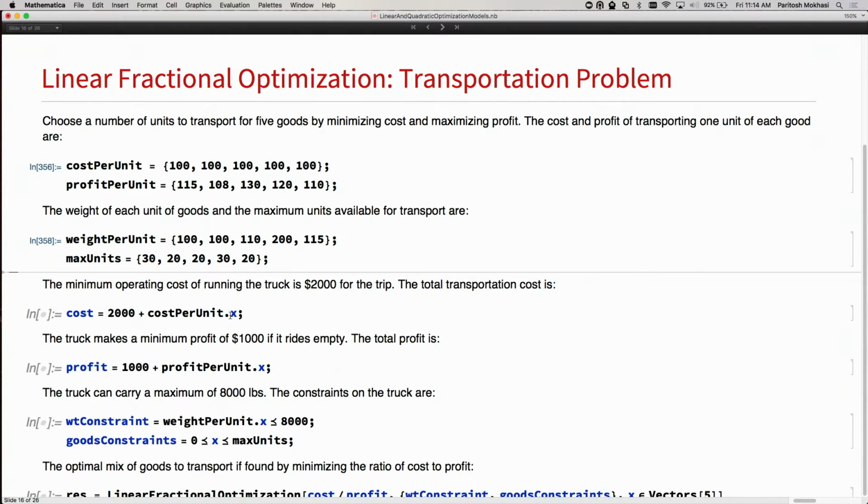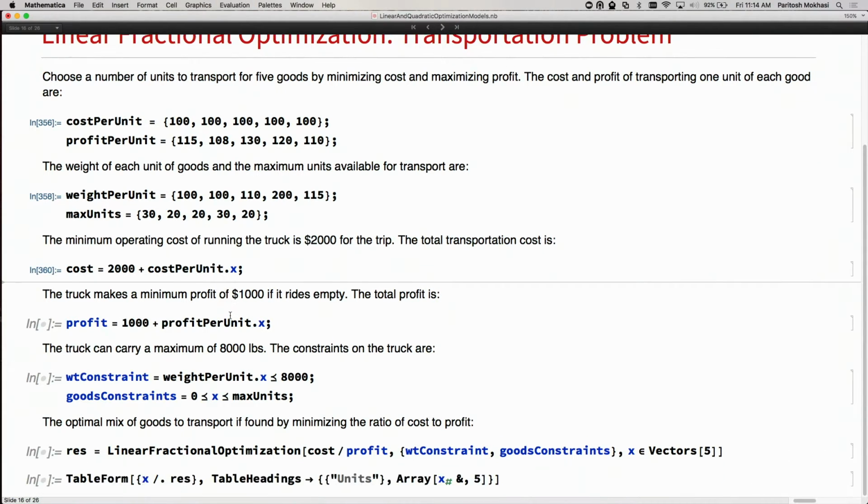Now the company will have some kind of a minimum operating cost. They own trucks, there's fuel cost, there's labor cost, something to that effect. So that standard cost is 2,000 in this case, and the additional cost comes with whatever goods they're transporting. So 2,000 plus cost per unit dot x, and this is where we introduce our first variable x. So x is a vector of 5 which represents the number of units you're going to transport. So that's your cost.